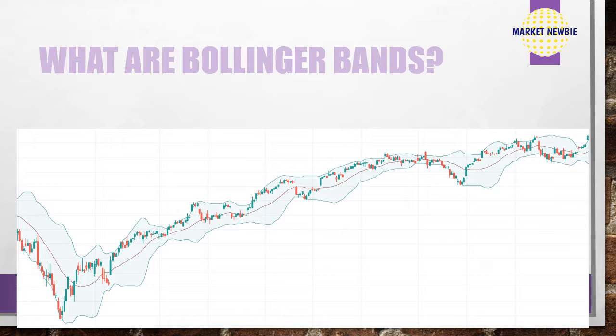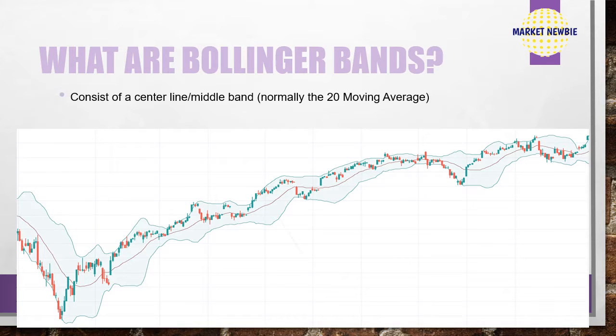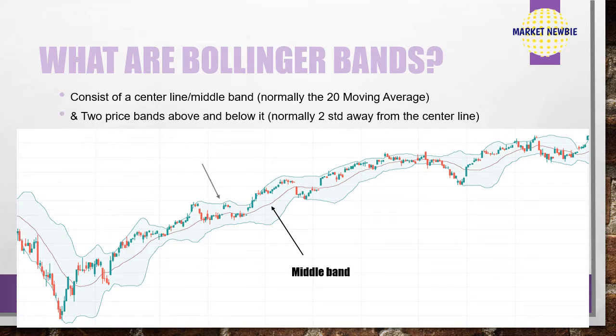In the figure shown here, Bollinger Bands consist of a center line, or we can call it the middle band. It is a moving average, normally the 20 moving average, and two price bands above and below it. We also call them the upper band and lower band. Normally, they are two standard deviations from the center line. As the market price moves up and down, the Bollinger Bands do so as well.